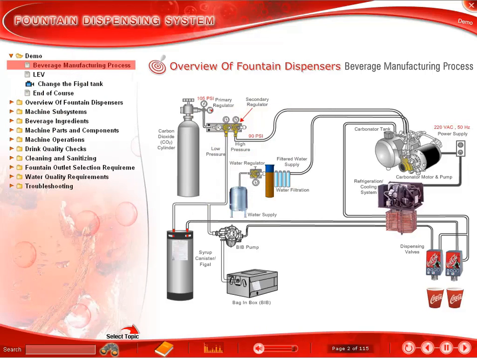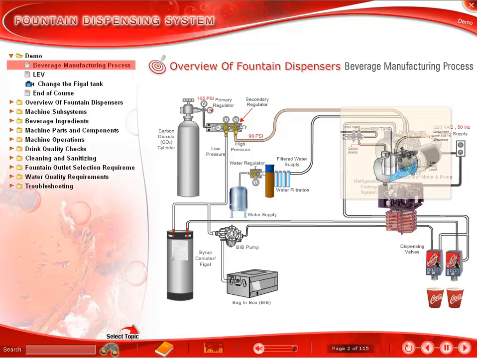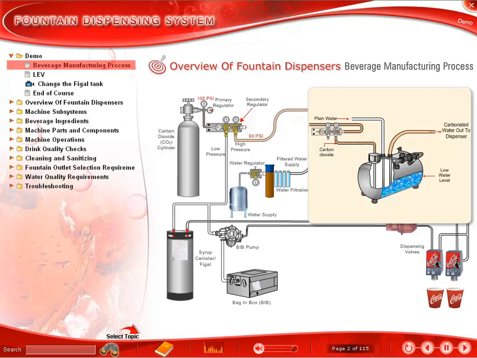Carbon dioxide gas flows from CO2 tank to a regulator and then flows to the carbonator tank at 90 psi pressure. A carbonator is used in all post-mix dispensing systems that manufacture carbonated beverages. It mixes carbon dioxide gas with water to create carbonated water. The carbonator is generally mounted with other backroom equipment, including syrup pumps and regulators.